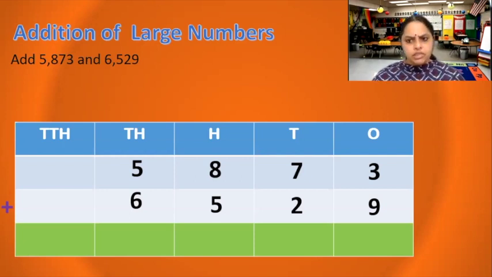From the thousands place? No, we will always start adding from the ones place. Is that clear to you? We will never add from a bigger place value.